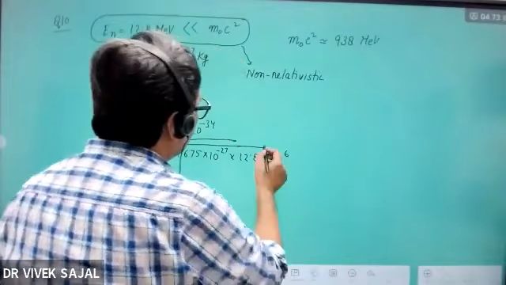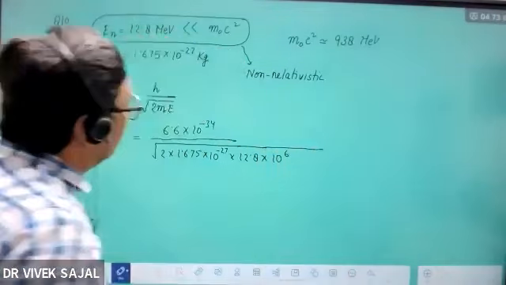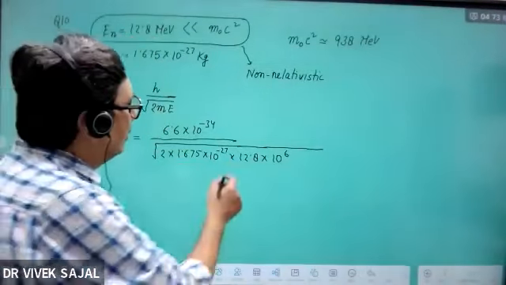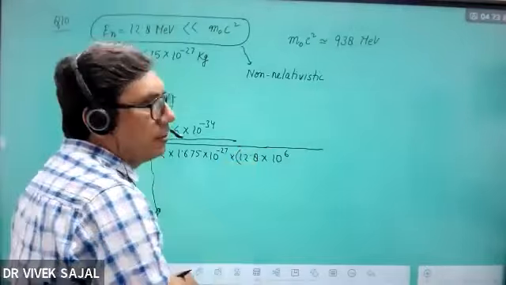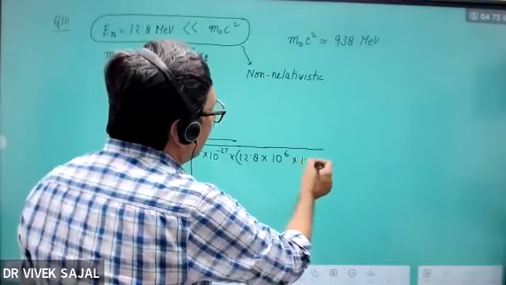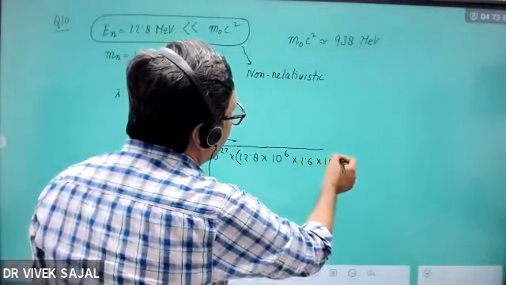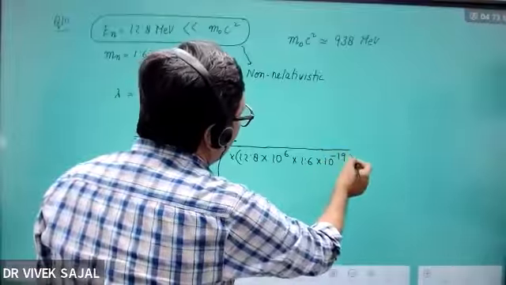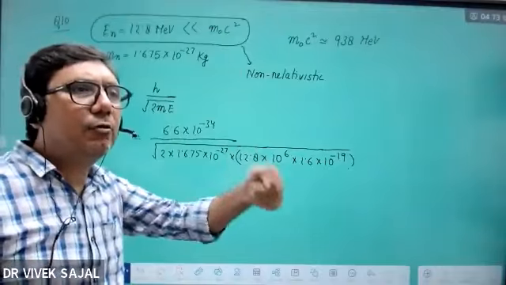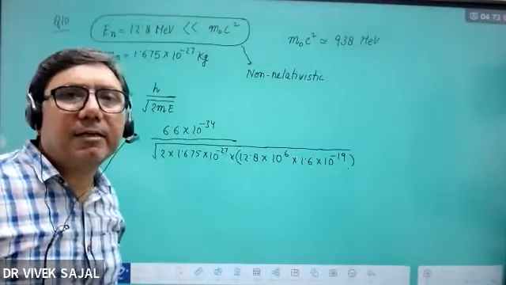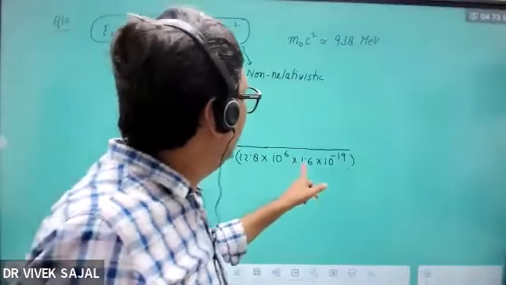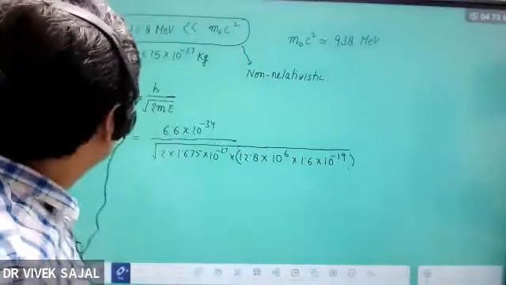No, 10 to the power 6, it will be in electron volt. Try to understand. This is in MeV. First, I converted it into electron volt by multiplying by 10 to the power 6, and then convert it into joule by multiplying by 1.6 into 10 to the power minus 19. Now it will be in joules.